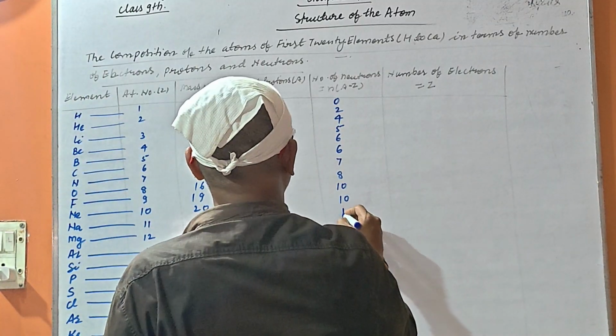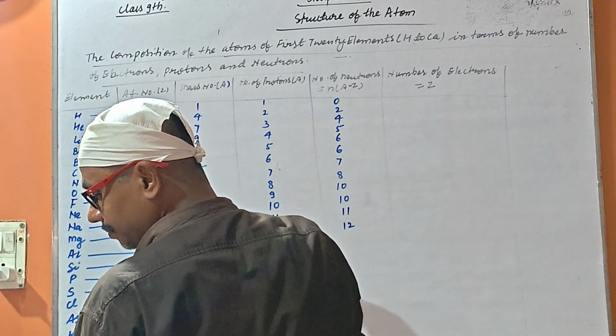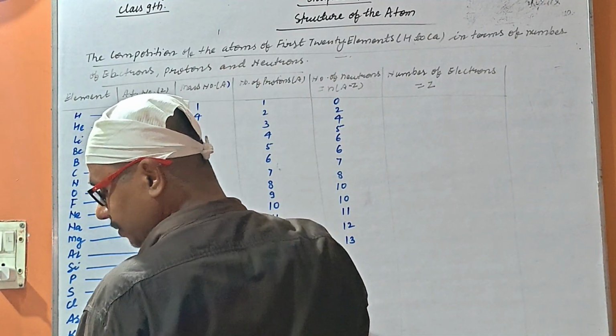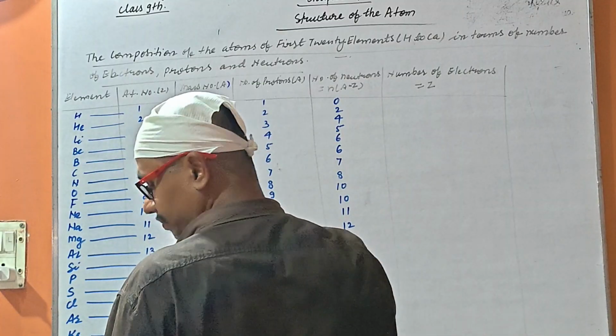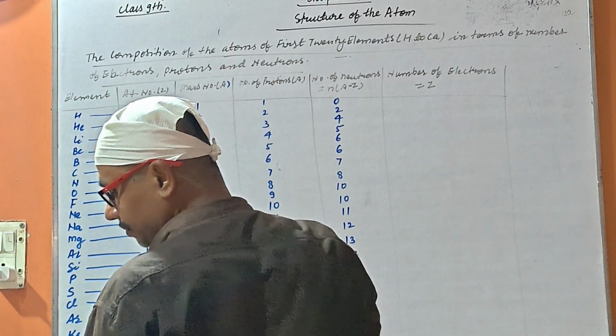Sodium 11, magnesium 12, aluminum 13, silicon 14, phosphorus 15.